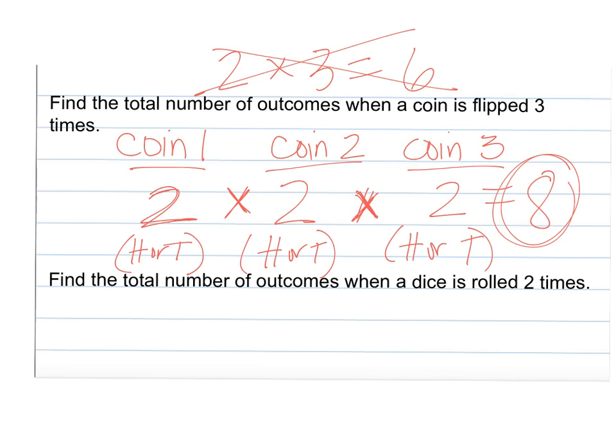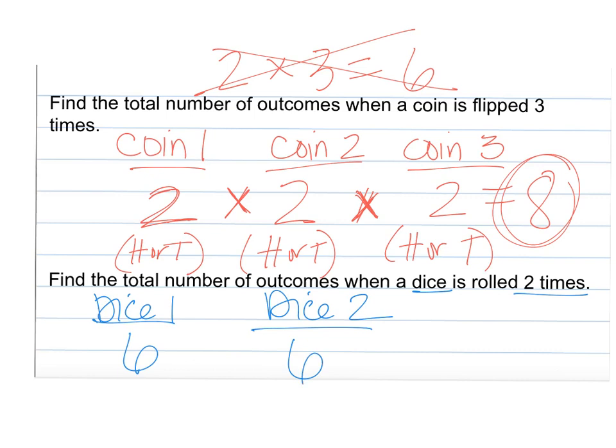Similar situation here. Find the total number of outcomes when a dice is rolled 2 times. So dice 1, dice 2, or roll 1, roll 2. The first time we roll it, we have 6 outcomes. The second time we roll it, we still have 6 outcomes. So we're going to do 6 times 6, and we get 36 total outcomes. Not 6 times 2, because it's rolled twice. 6 times 6, because we have to think of the number of outcomes each time it is rolled.